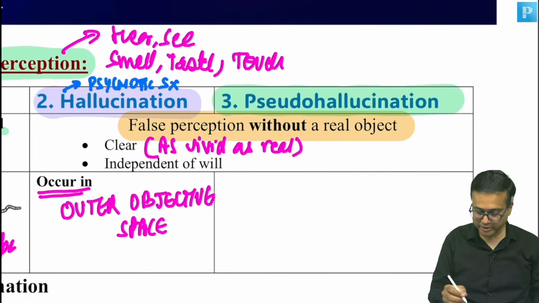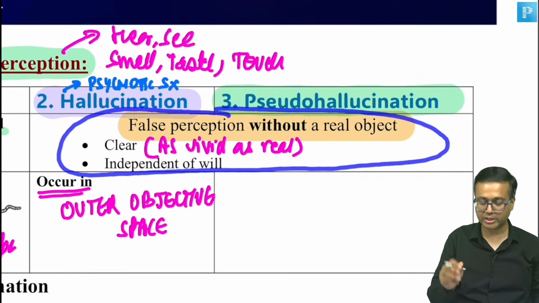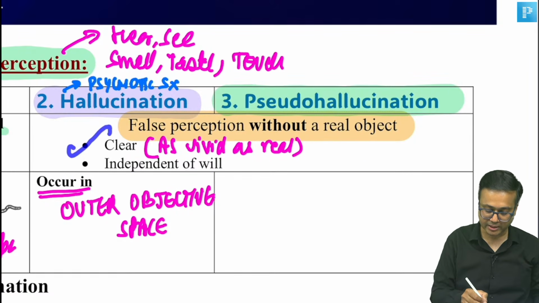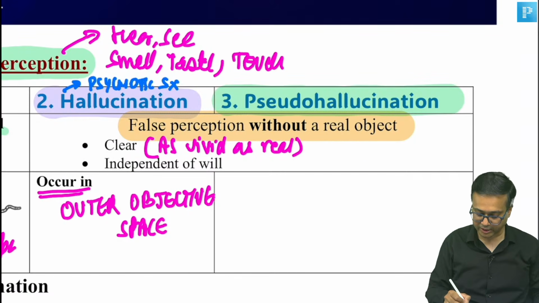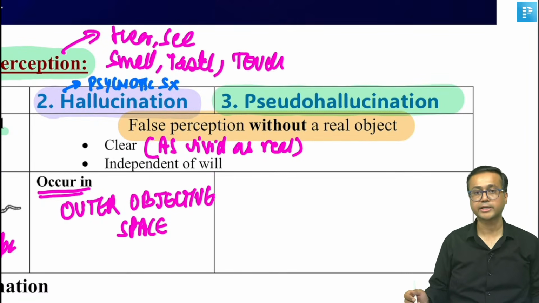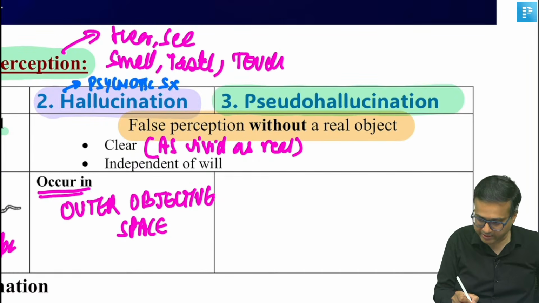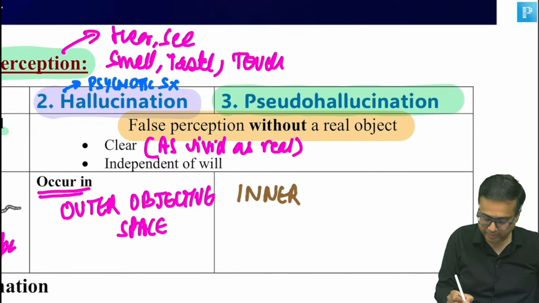But a pseudo hallucination also is very similar to hallucination. It is a false perception without any real object. It is also very clear, it is independent of the person's will. Can you tell me what is the difference, beta? Can you tell me where the person is experiencing pseudo hallucination, beta? He is experiencing in the inner, remember, in the inner subjective space.